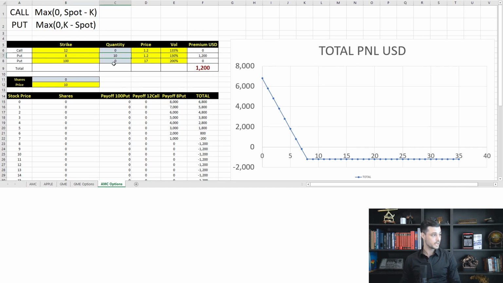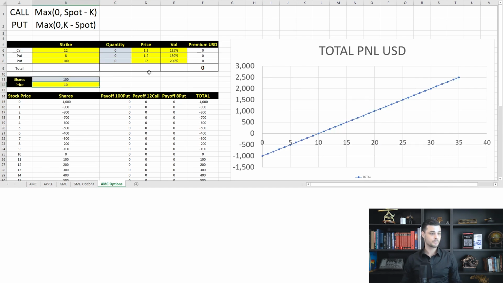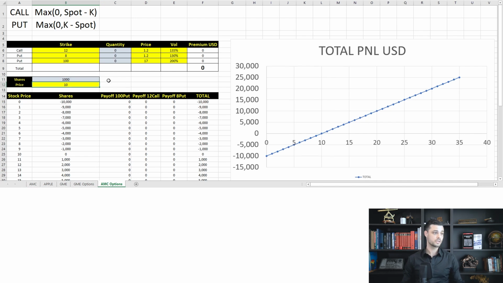Now what you guys are probably having right now is a payoff that is like this. You're basically having shares. So let's say AMC is at 10. I'm just going to round this to 10. Imagine you have 100 shares. If AMC goes to 30, you probably have more than this, guys, because AMC is cheap. So let's say you have 1,000 shares. If AMC goes to 30, you are making 20,000 US dollars.